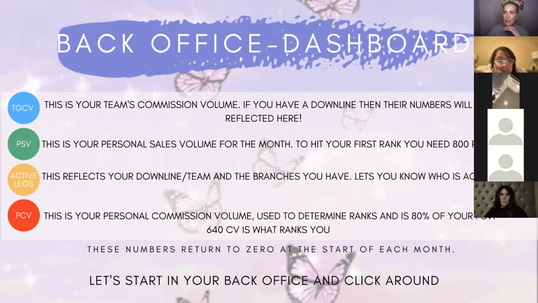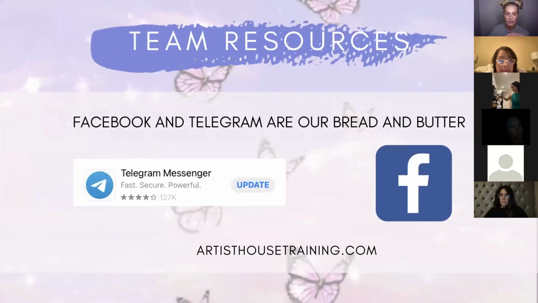Okay. The personal sales volume is what you kind of want to pay attention to for your first rank. So for instance, your first rank is going to be 800 PSV, but your kit counts towards that. So depending if you got the basic kit or the pro kit, that CV does count towards your rank. Okay, and then active legs and then PCV on there as well. I don't know why my little dots are in the way of me going through.